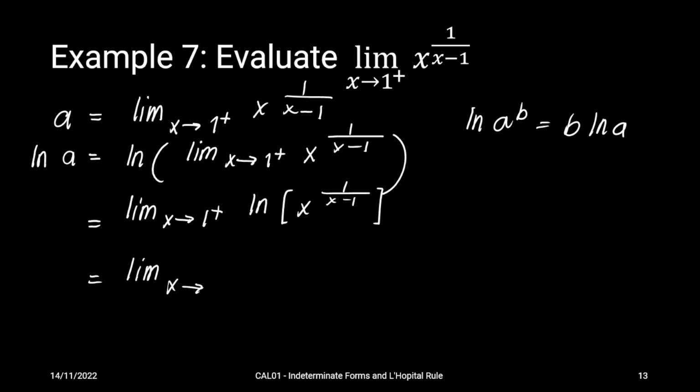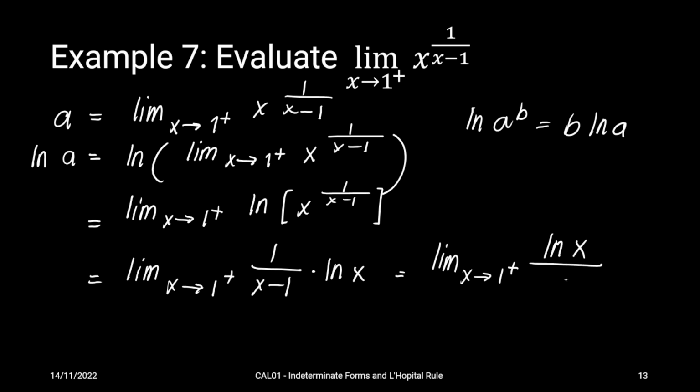Di ba? So, we have the limit as x approaches 1 of 1 over x minus 1 multiplied to the natural logarithm of x. Okay? Then, di ba, this can be rewritten as the limit as x approaches 1 from the right of the natural logarithm of x over x minus 1.